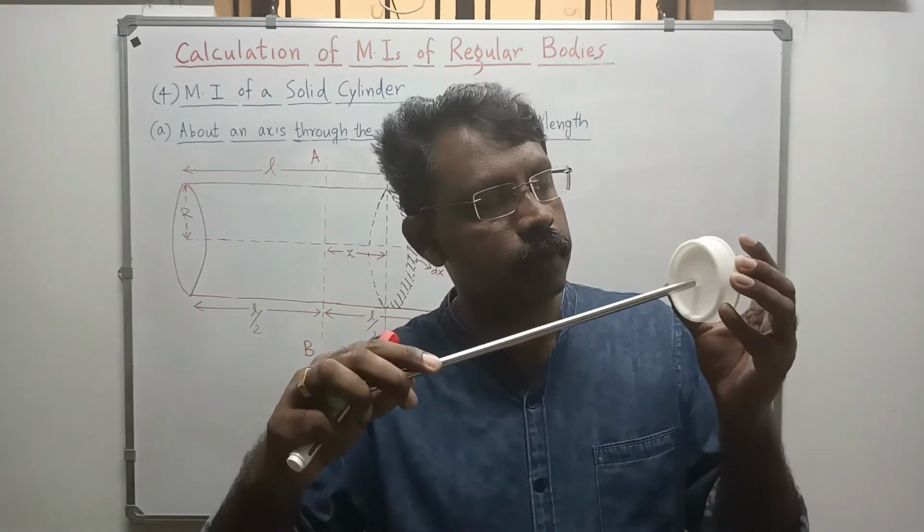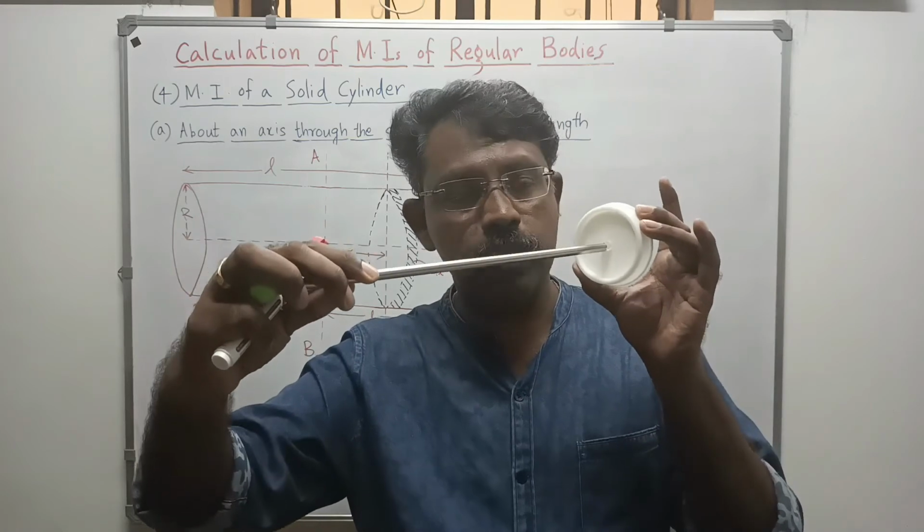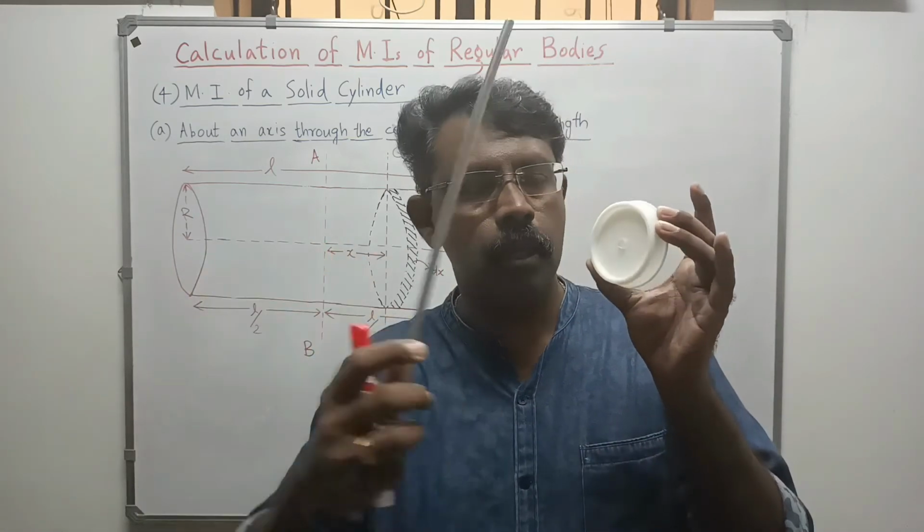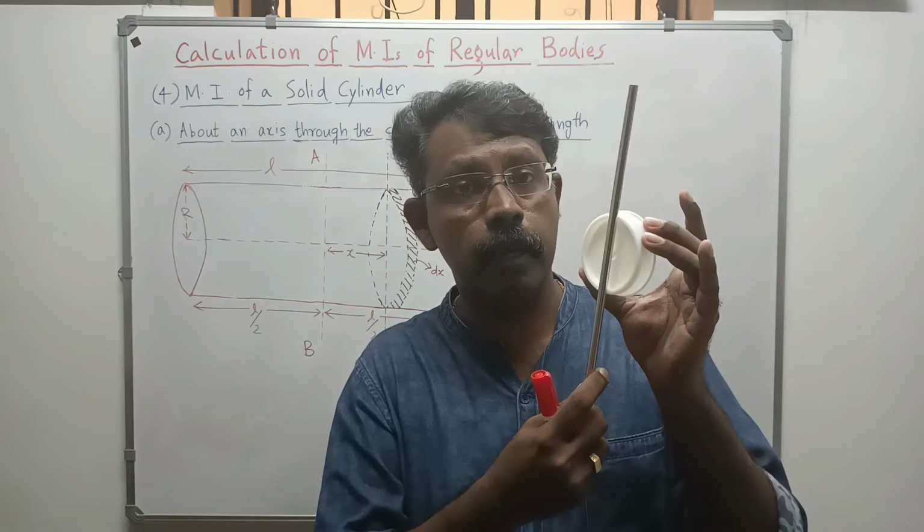If I am considering a disk like this, about this axis it is mr squared by 2, and about this axis it is mr squared by 4.